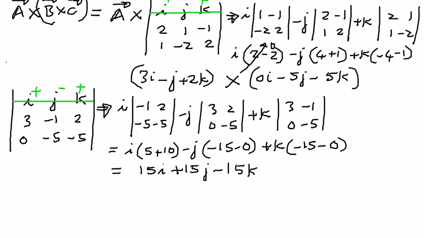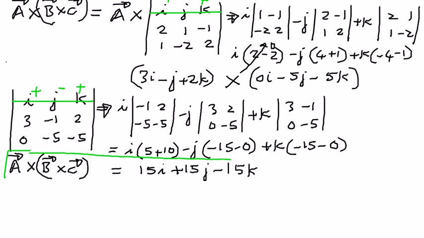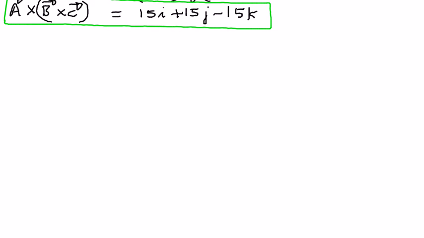So this is the result of vector A cross (vector B cross C). I'm going to put a box around this, indicating that that is the first part of the property.